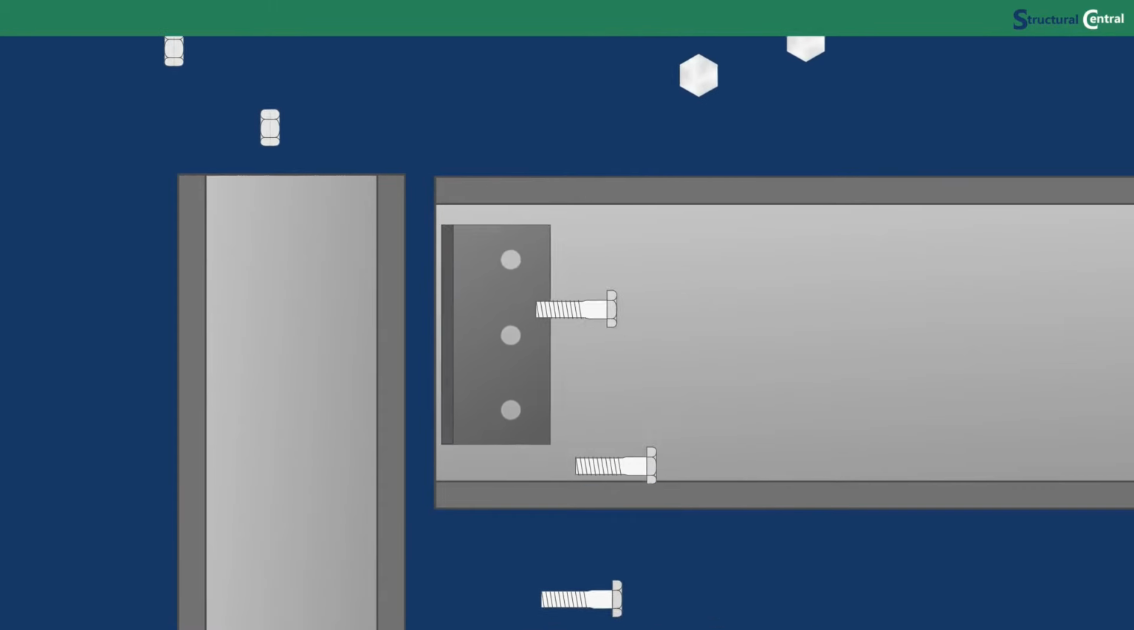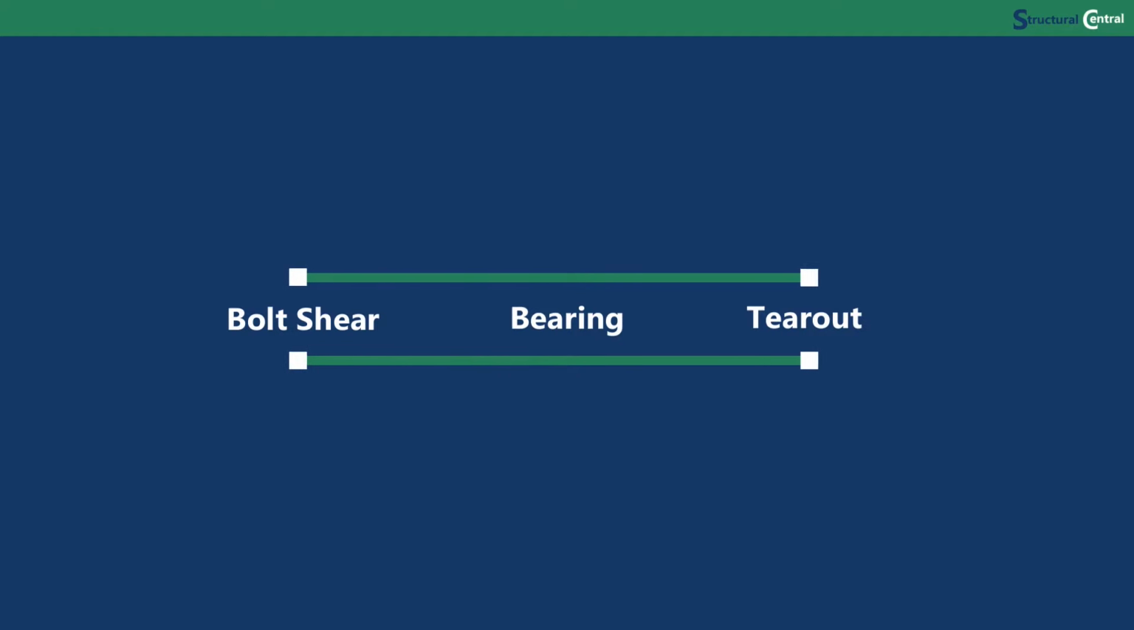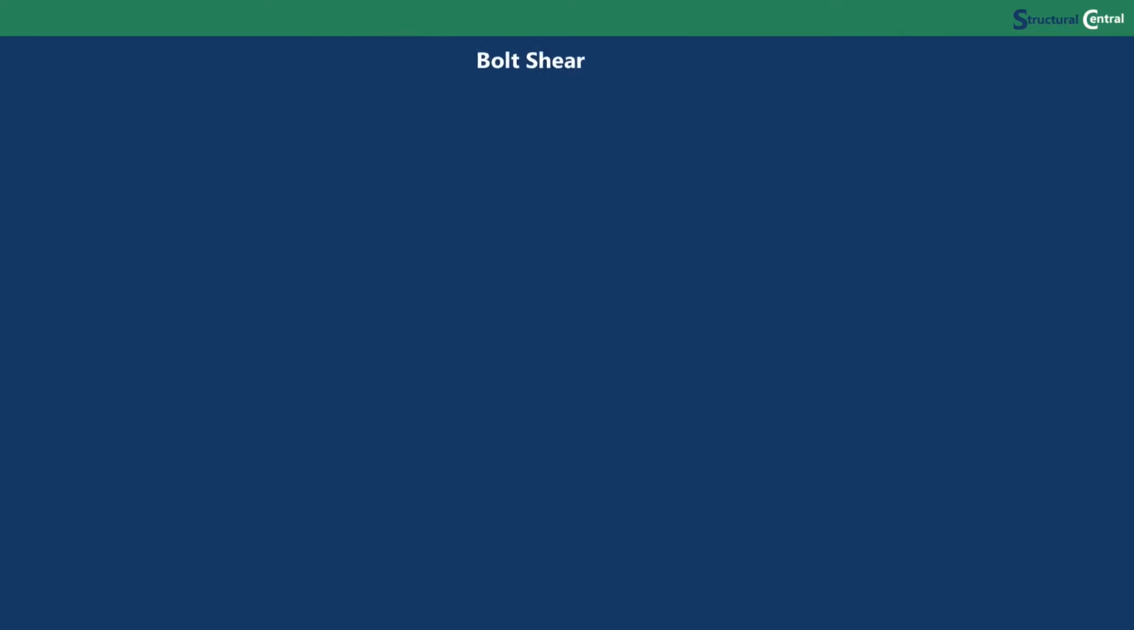So if you're going to be designing steel connections, you're going to want to know how to determine the strength of the bolts. Now let's get into it. There are three limit states that must be considered for each bolt in a connection: bolt shear, bearing, and tear-out. I'm going to show you how to calculate the capacity for each of these limit states. Then I'll show you how to determine the combined capacity for all the bolts, accounting for each bolt's controlling limit state. First, we'll start with the bolt shear limit state.